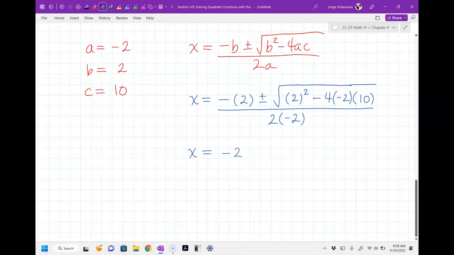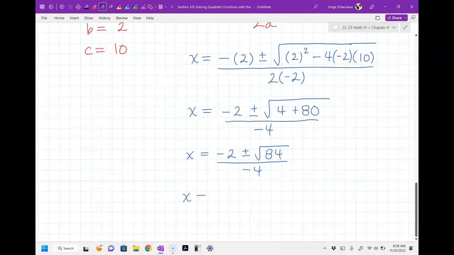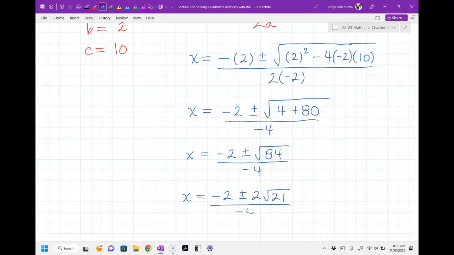So negative 2 plus or minus the square root of 2 squared, which is 4. Negative 4 times negative 2 is a positive 8, and positive 8 times 10 is 80, so this is 80, over negative 4 on the bottom. Again, I'm going to get my calculator ready because I'm going to need it. So x is equal to negative 2 plus or minus the square root of 84 over negative 4. Now I'm going to go to my calculator and type in the square root of 84, and it spit out 2 radical 21. So x is equal to negative 2 plus or minus 2 radical 21 over negative 4.